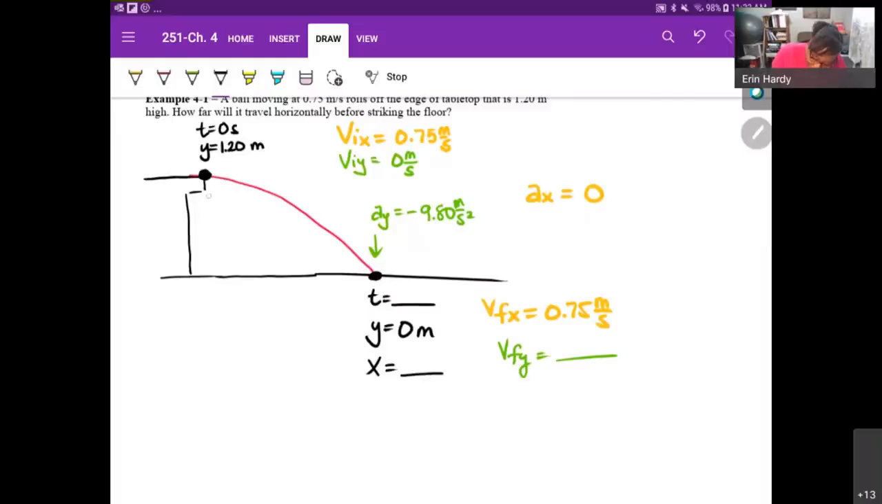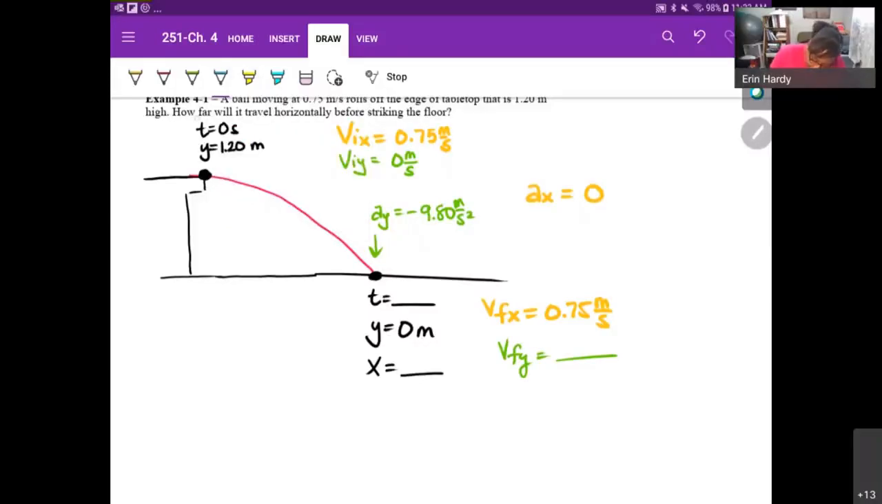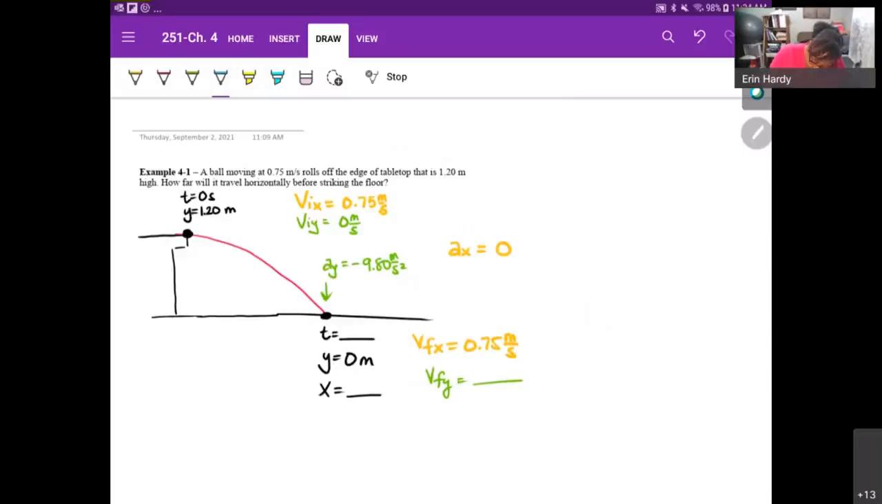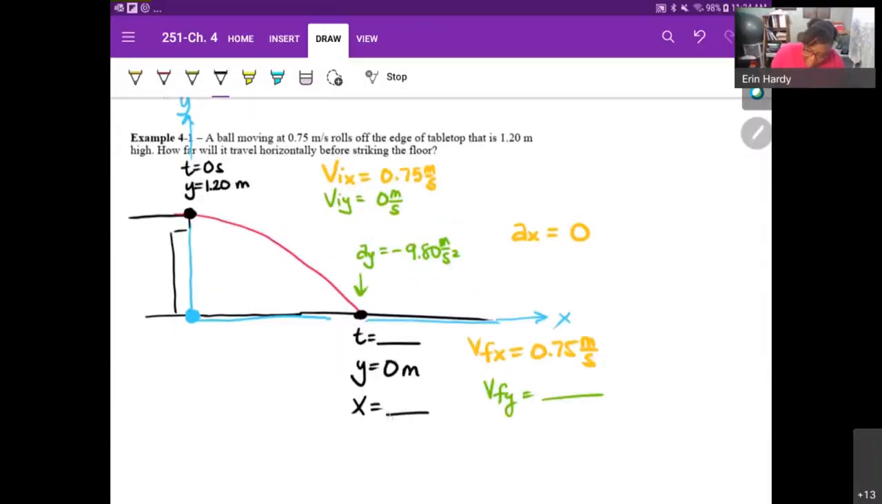But I do know that if my coordinate system is drawn like this, let me use blue. If this is my y-axis, and this is the x-axis, the origin of my coordinate system will be right here. So the horizontal change in position is going to be x final minus x initial. x initial will be 0.